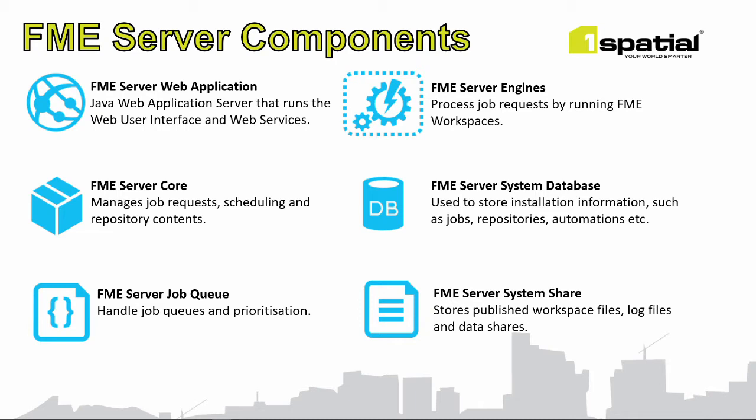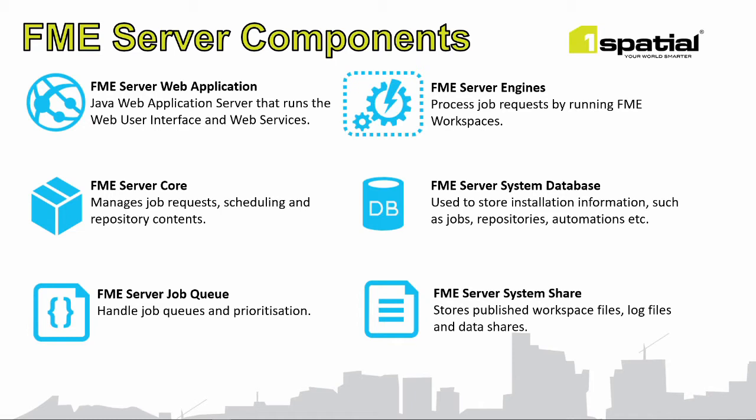Secondly, we have the FME Server core. I like to think of the core as the brains of the installation, as it is the primary component for managing job requests, handling scheduling, and repository contents. The FME Server core is what will engage other components, such as the FME Server engines, as required to carry out requested functionality. Thirdly, we have the server job queue. Simply put, this is the service that handles job queues and prioritization. If FME Server has more job requests than capacity to run them, it will queue them until resources become available to run them.